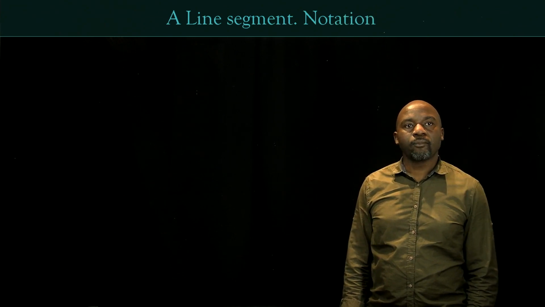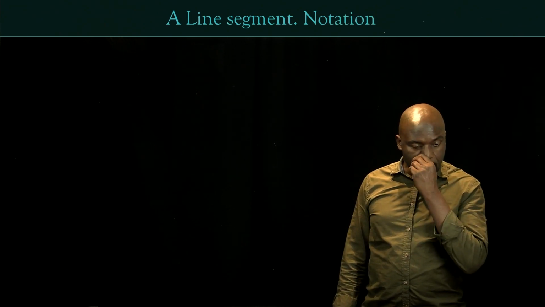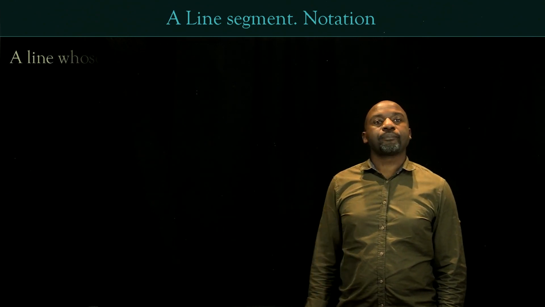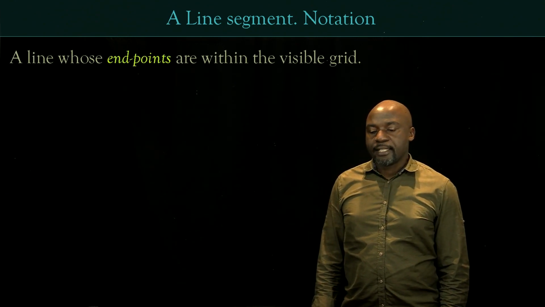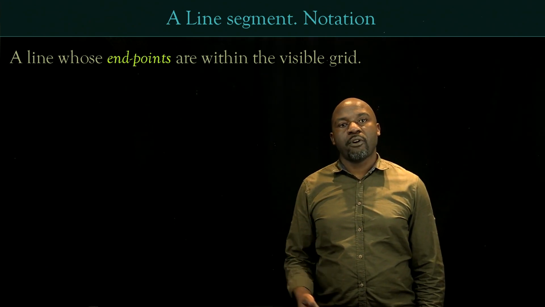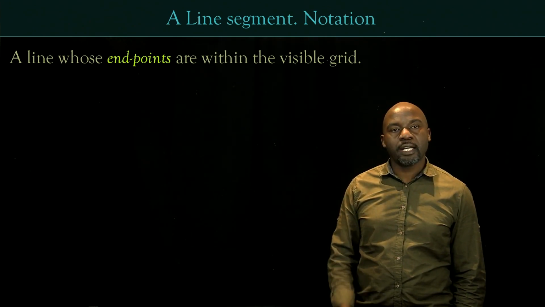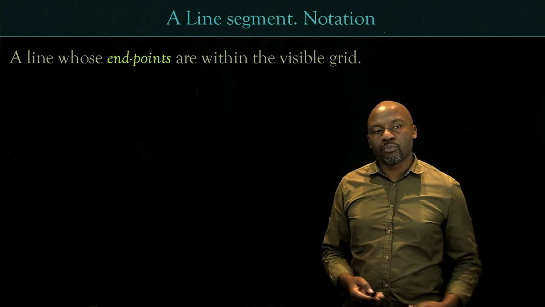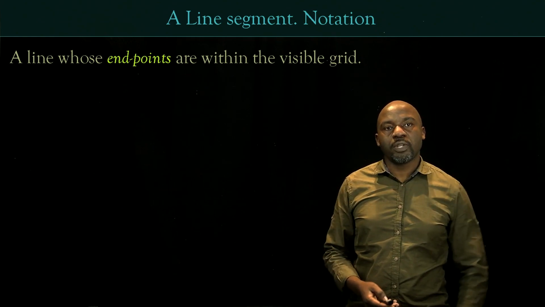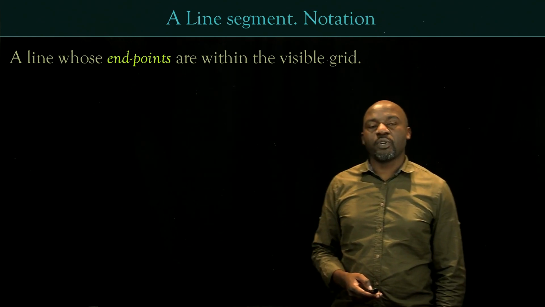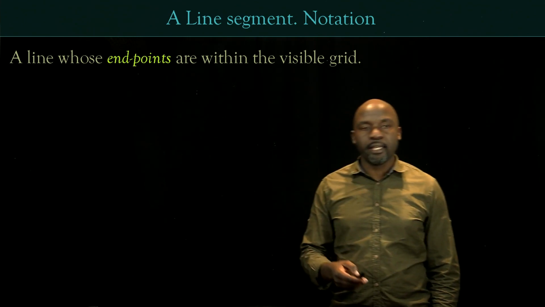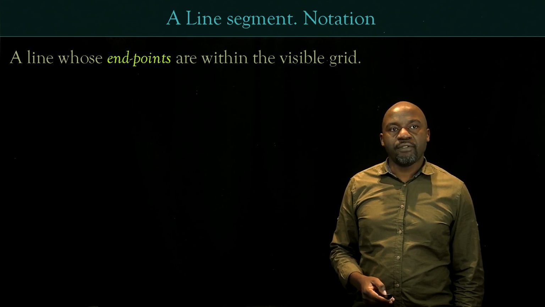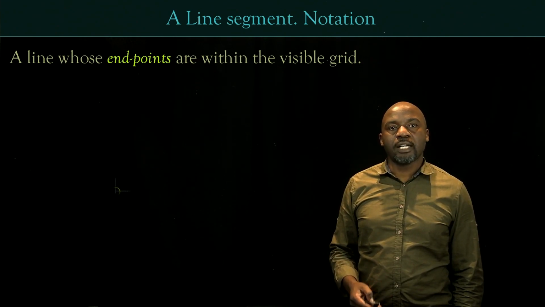Okay, let's move on. A line segment. Let's talk about what we mean by a line segment and how we notate this. A line segment is any line whose endpoints can be seen within the square grid, locally, in other words, in the graph that we draw it in. If the line goes beyond what we can see, you can't refer to it as a line segment. We will refer to it as a ray instead, okay? So a line whose endpoints are within the visible grid is referred to as a line segment.